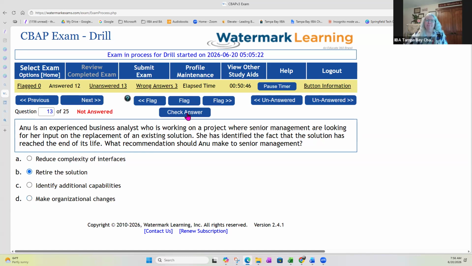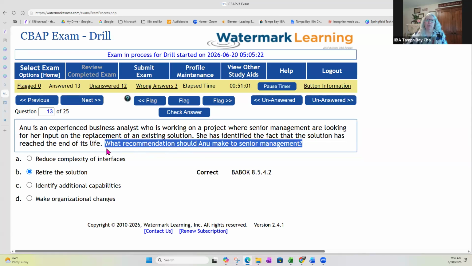Okay, let's test B. B is correct. Retire the solution is the correct thing because the solution has reached the end of its life. The recommendation is specific in this question. What recommendation should she make? It's specific to the solution itself.